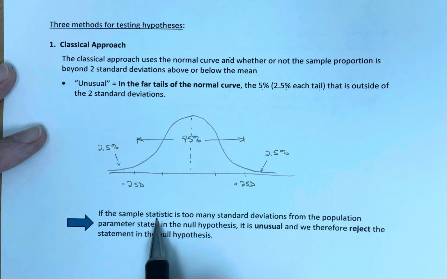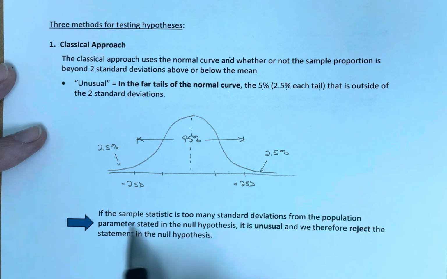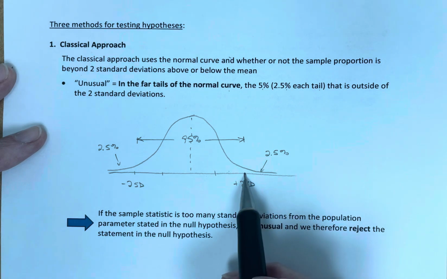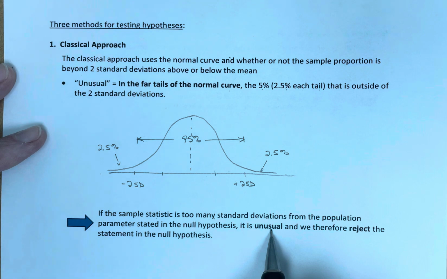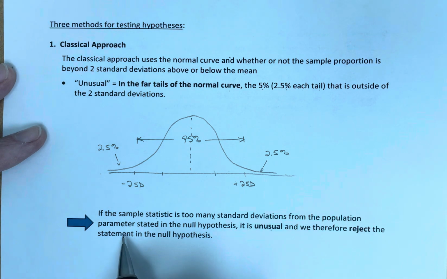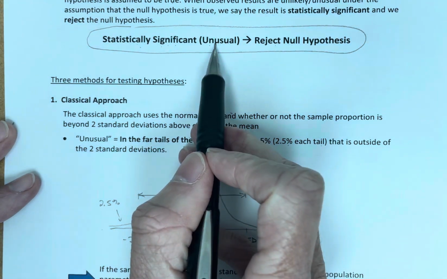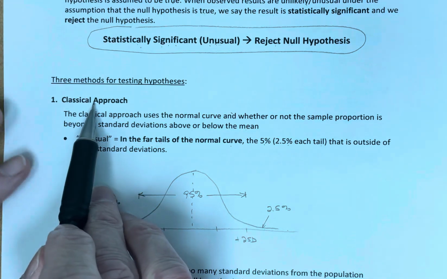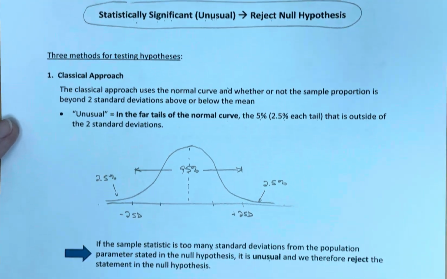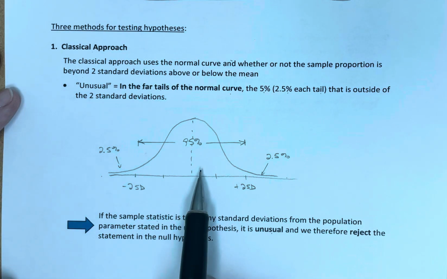If the sample statistic is too many standard deviations from the population parameter stated, beyond +2, beyond -2, it is unusual, and we therefore reject the statement in the null hypothesis. Back up here, if it's unusual, we reject the null hypothesis. We're not going to spend much time with the classical approach because we're going to be using technology, but this is something that draws from what we've already worked with.